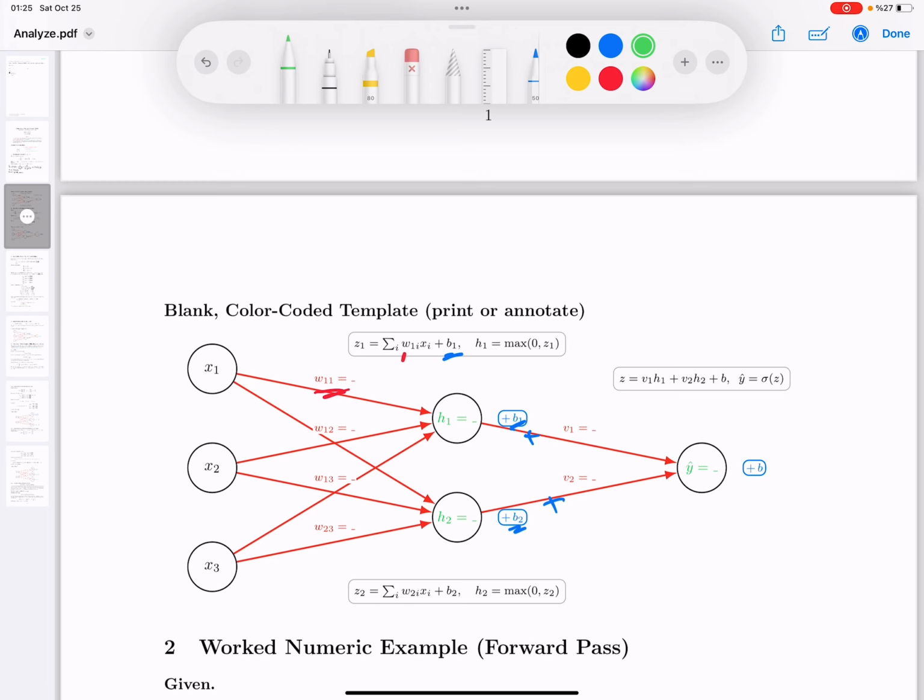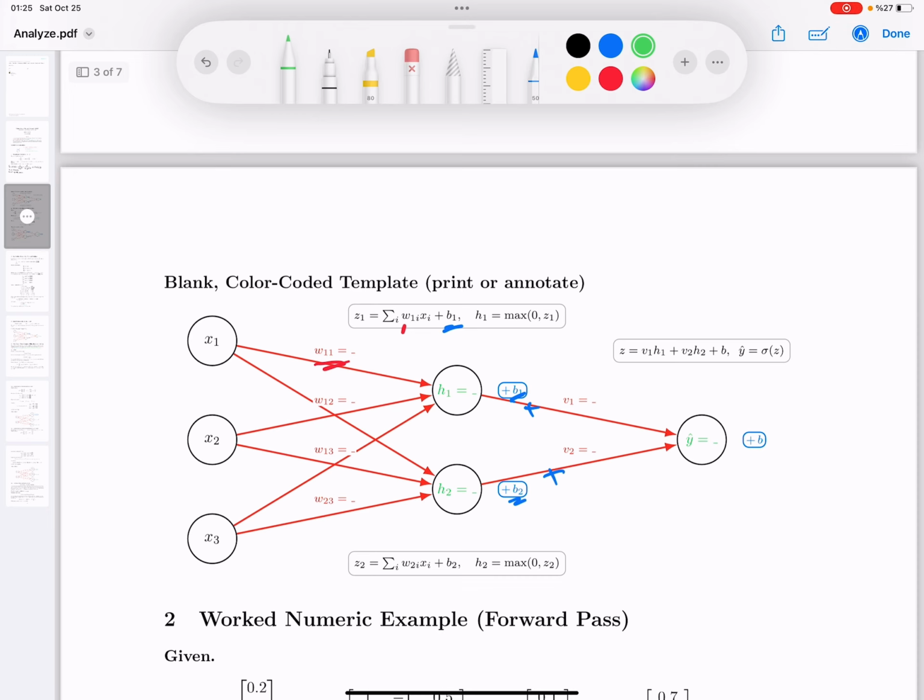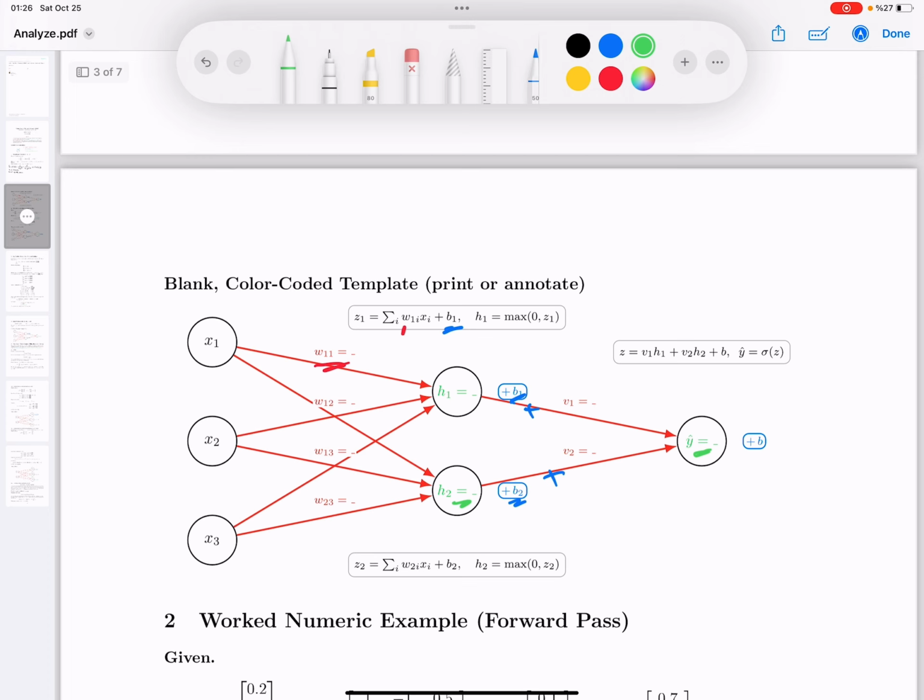Green are the live values, and they are produced during the forward pass. This is what we are talking about all the time.